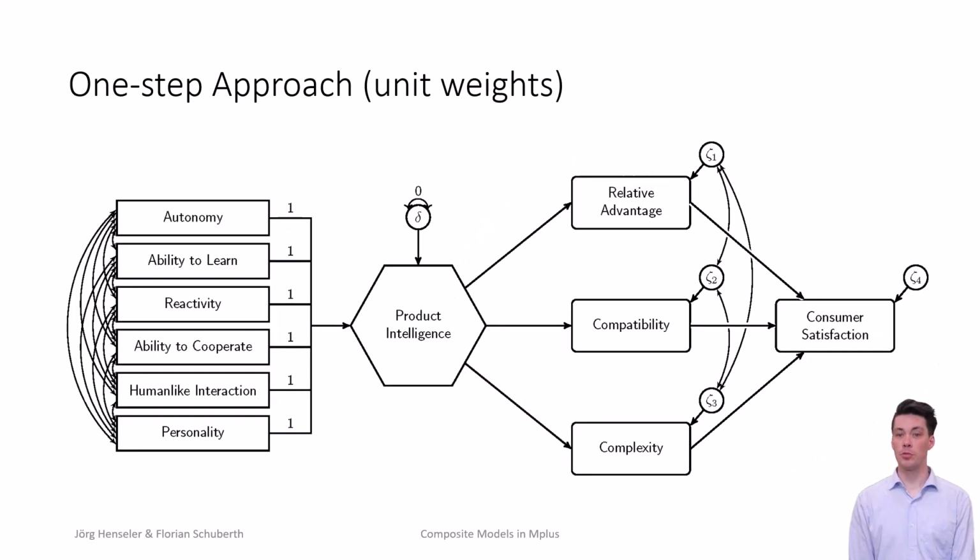If we want to use unit weights in the one-step approach, we must further constrain the weights, meaning the weights of the other 5 components. As you can see here, we fixed all the weights to 1. As a consequence, product intelligence will be the sum of its 6 components. The rest of the model specification is the same as in the case of free weights.